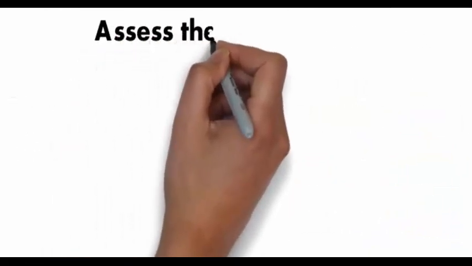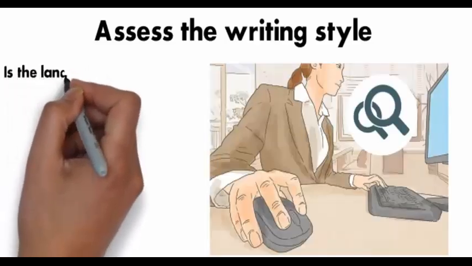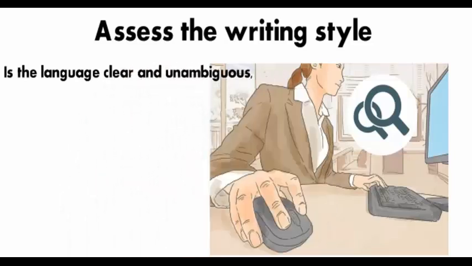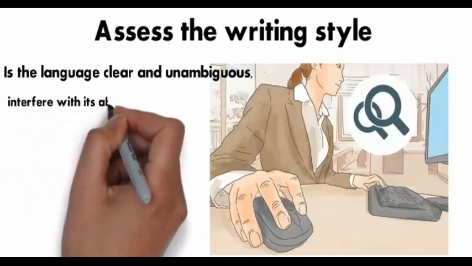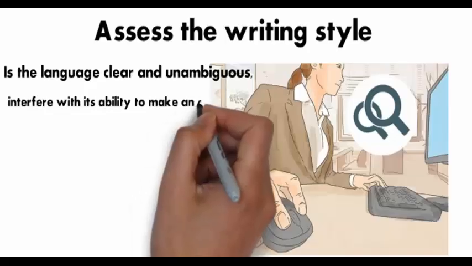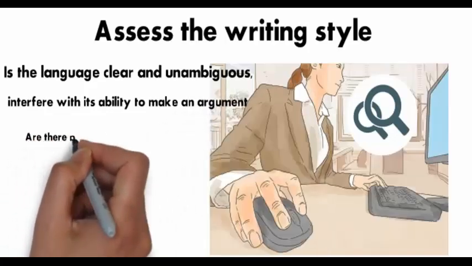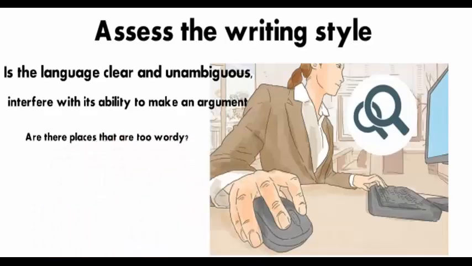Assess the writing style. Even if it's meant for a specialized audience, an article's writing style should be clear, concise, and correct. Evaluate style by asking yourself the following. Is the language clear and unambiguous, or does excessive jargon interfere with its ability to make an argument? Are there places that are too wordy? Can any ideas be stated in a simpler way? Are grammar, punctuation, and terminology correct?